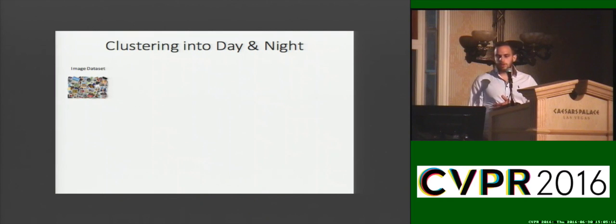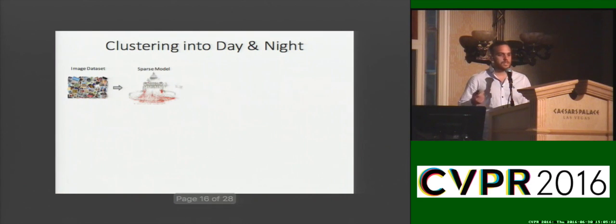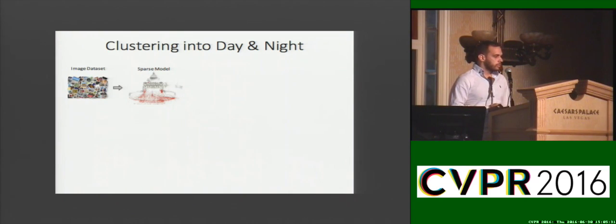So to go through the pipeline, we start with a large unordered data set. And using techniques like image retrieval and structure from motion, we build a sparse model. The sparse model contains both images of day and night due to color normalization of local features. And this is facilitated by the transition images like dusk and dawn.